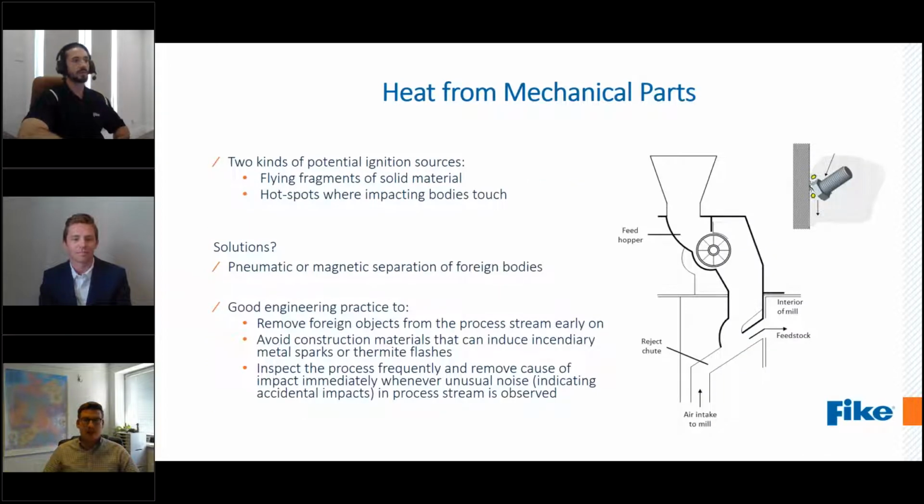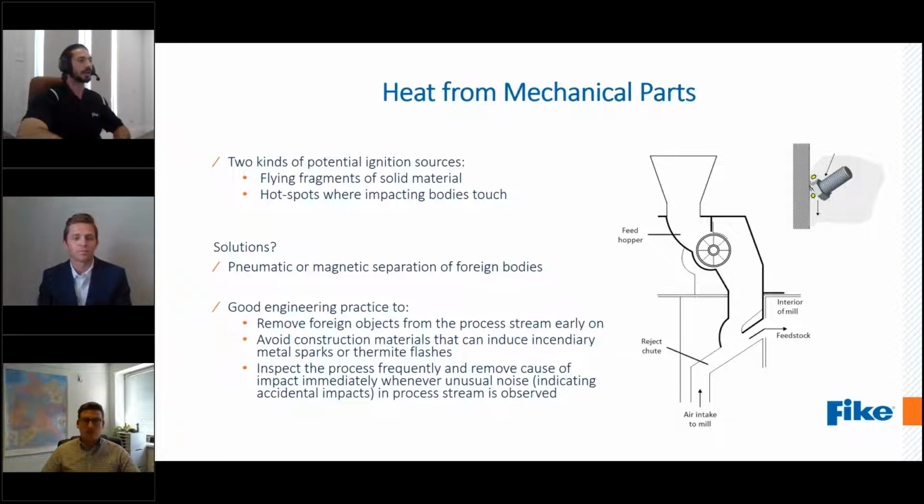The first one I did want to talk about was heat from mechanical parts. So you can typically see this in two different ways: flying fragments from solid materials or hotspots where equipment might be impacting repeatedly during your process. So, solutions to solving this issue from an ignition control standpoint, we would potentially think towards pneumatic or magnetic separation of those foreign bodies that might create those impacts.